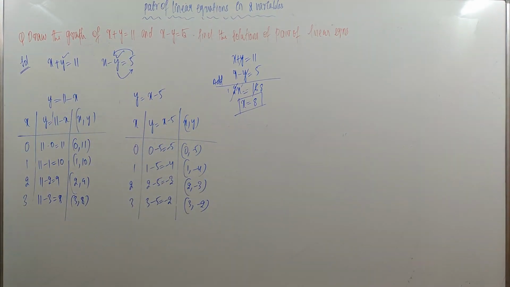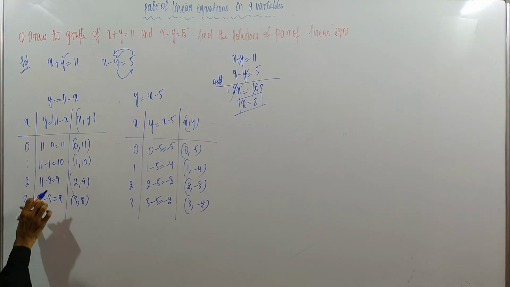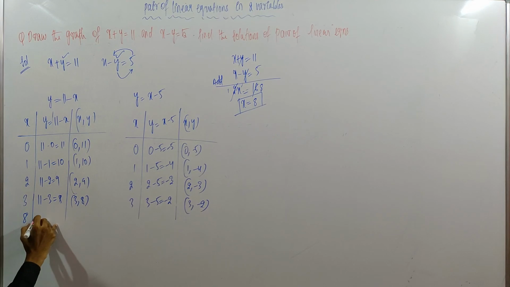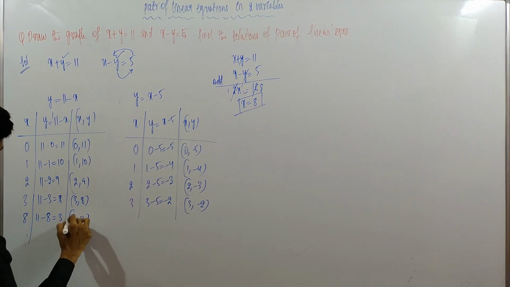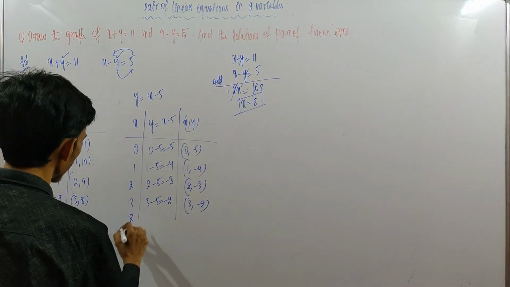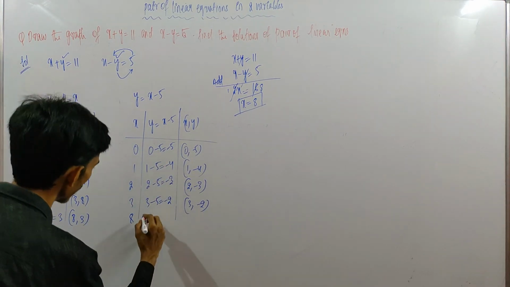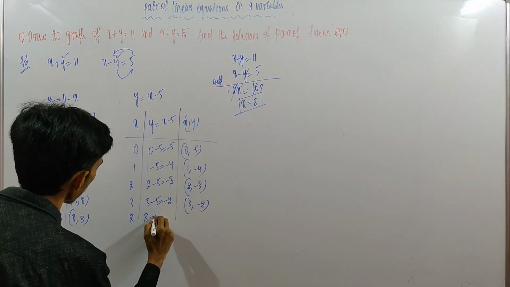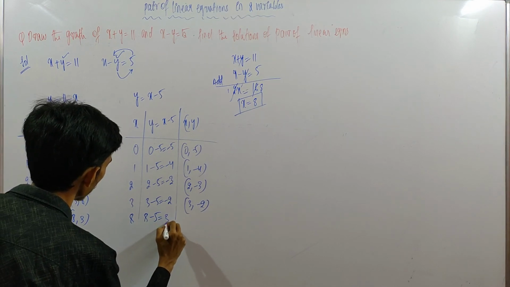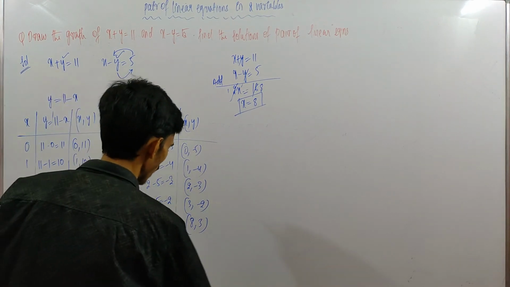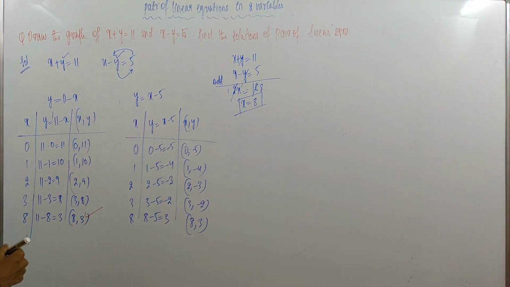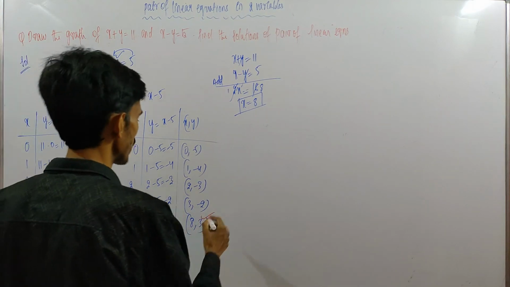So it is better to take, don't take 4, 5, 6, 7. Directly you take value as 8. Now we have 11 minus 8. 11 minus 8, we have 3. 8 comma 3. Here also put 8. Now substitute here. We have 8 minus 5. We have 8 minus 5, 3. So 8 comma 3. So this is the correct order pair, that is the solution of this equation.